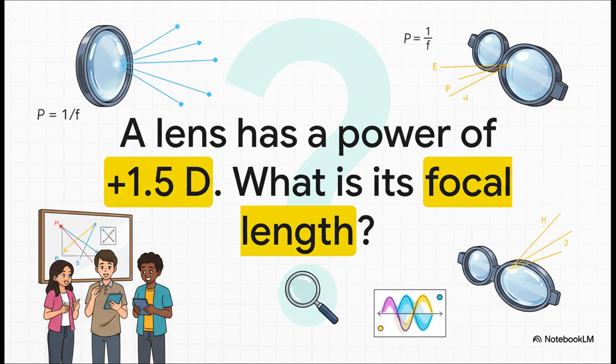All right, it's your turn again. Time for a quick challenge. Let's say a doctor prescribes a lens with a power of plus 1.5 diopters. My question to you is, what is its focal length? And is it a converging or a diverging lens? Use the formula, do the math, and post your answer in the comments. Let's see who gets it right first.